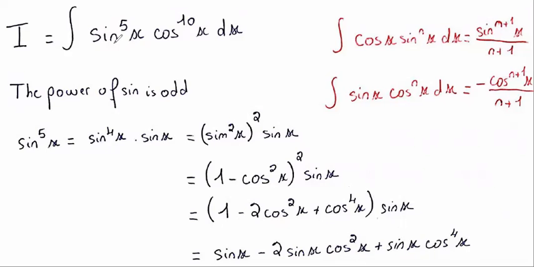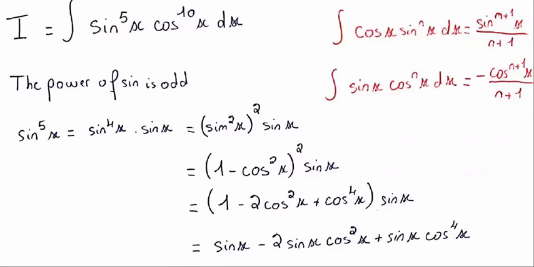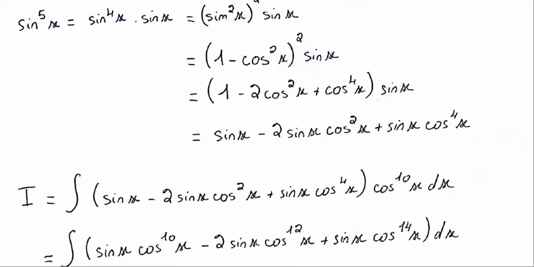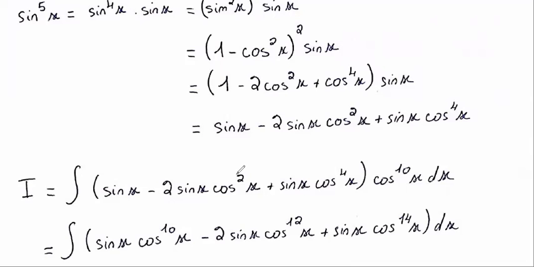We put it in our integral. So instead of sine to the power 5, I will put sine x minus 2 sine x cosine squared x plus sine x cosine to the power 4 x, and we have cosine to the power 10 x dx. We expand, and we get the integral of sine x cosine to the power 10 x minus 2 sine x cosine to the power 12, because here we have cosine squared multiplied by cosine to the power 10, so it's cosine to the power 12, plus sine x times cosine to the power 14 x dx.